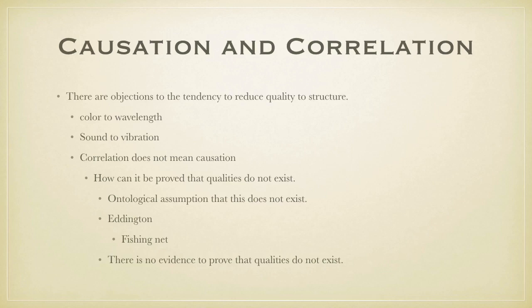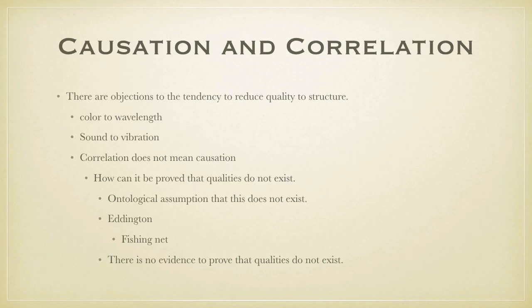There are additional objections to the tendency to reduce quality to structure. The reductionist reduces the quality of color to a quantitative wavelength and the quality of sound to vibration. This is because the quality of sound or vibration is always found together, just like essence and atomic number. However, correlation does not prove causation. Though the reductionist assumes qualities do not exist, he does not prove this principle through necessity. It is merely an assumption.